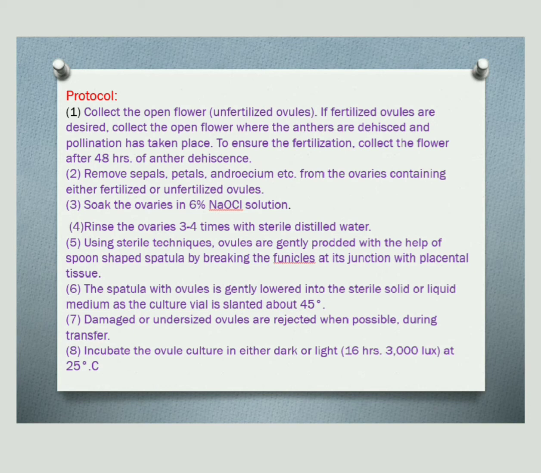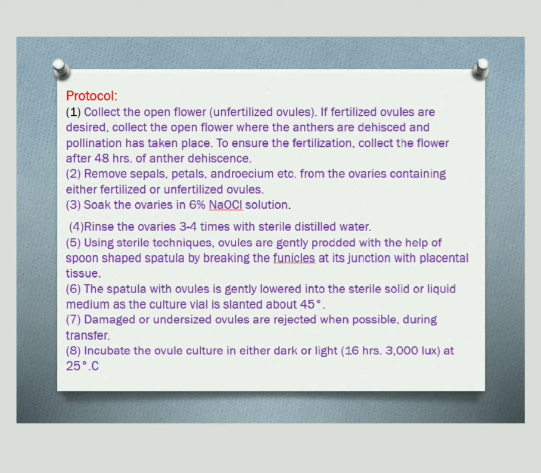Then remove the sepals, petals, androecium, etc., the flower parts, from the ovaries containing either fertilized or unfertilized ovules. Then soak and rinse the ovaries. Using sterile techniques, ovules are gently picked out with the help of a spatula by breaking the funicles. I have already told you funicles are the stalk-like structures, the filaments by which the ovules are attached to the placenta of the ovary, at its junction with the placental tissue.